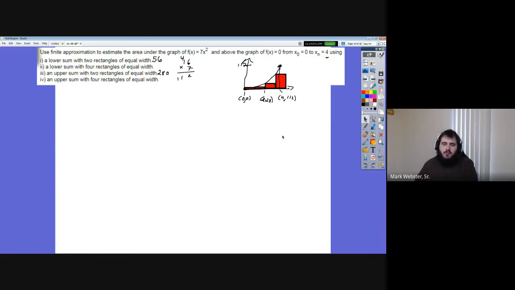So here's the deal. Now we've got 4 rectangles to work with. So let's get more information into our picture. Well, if this is at 0 and this is at 2, this had better be 1, right? And if I plug in 1, my y value is going to be 7. And if this is 3, 7 times 9, right, is 63. There we go. So nice and neat for everything.